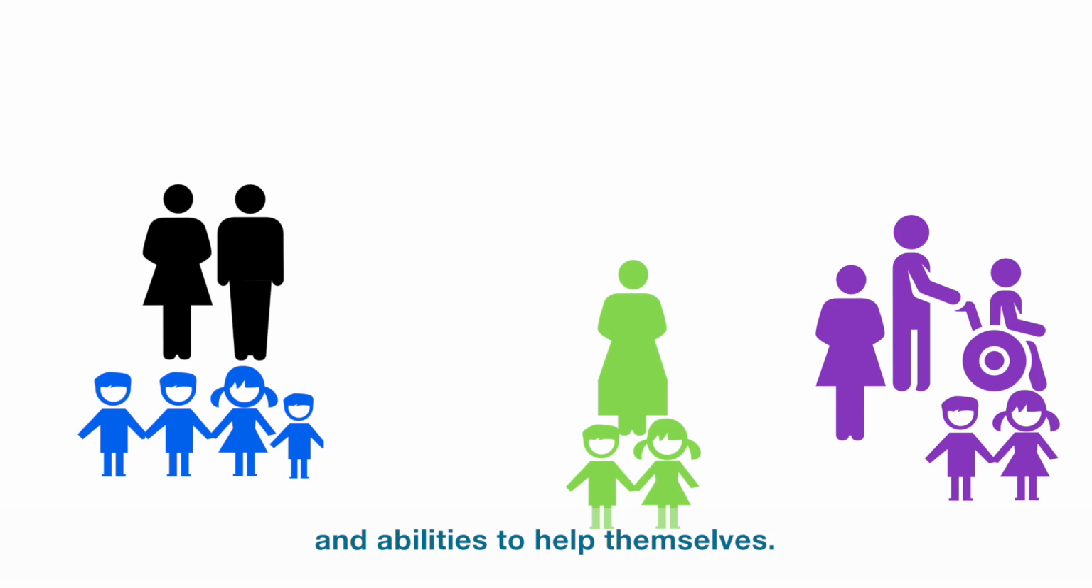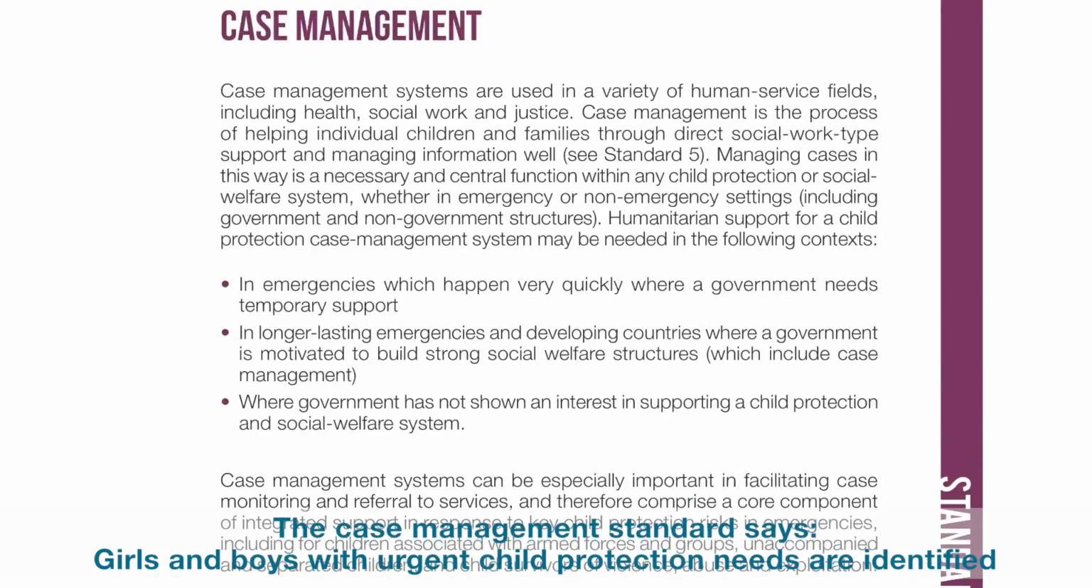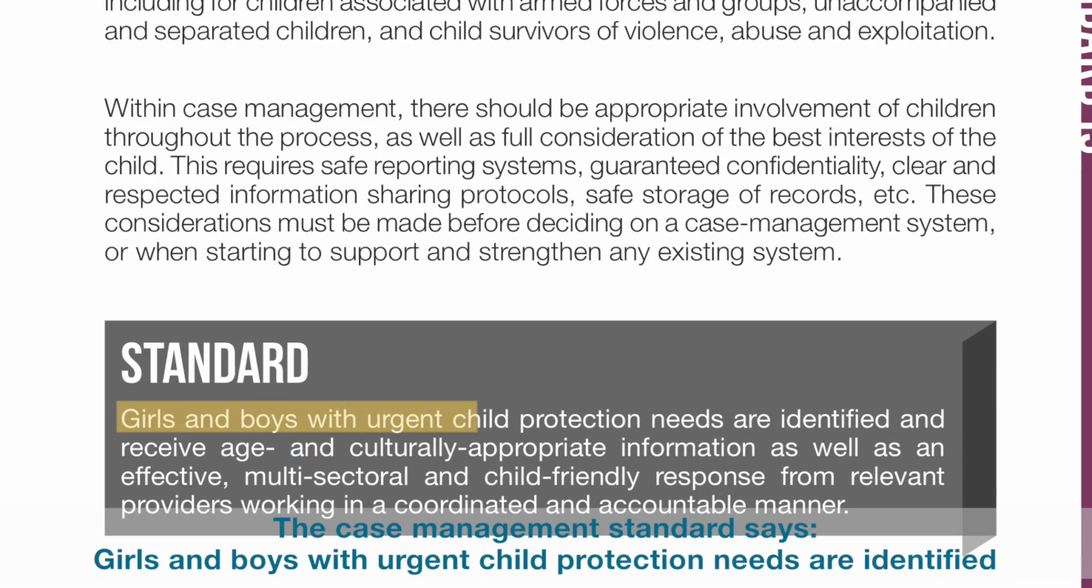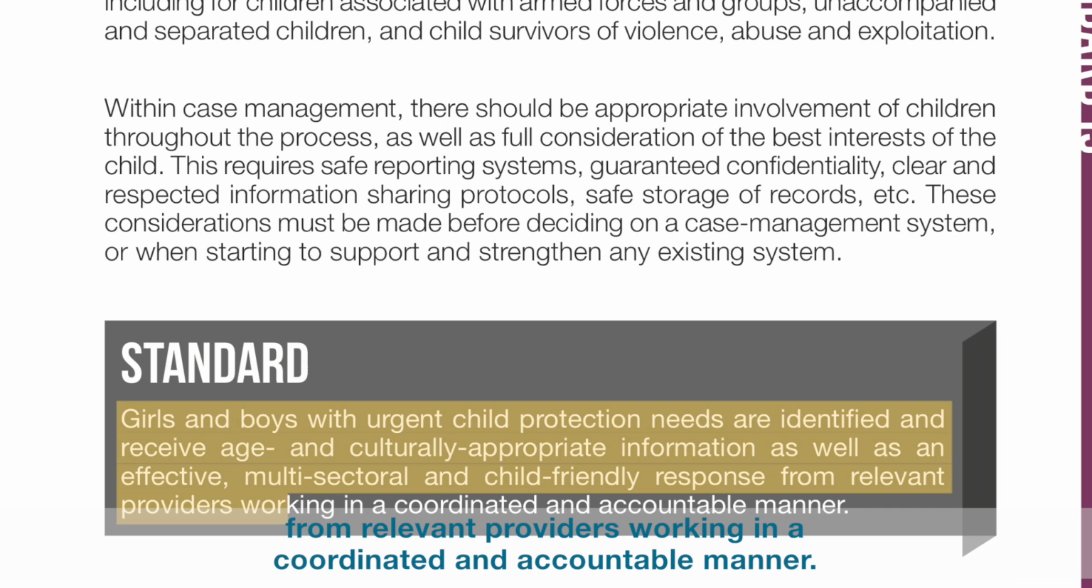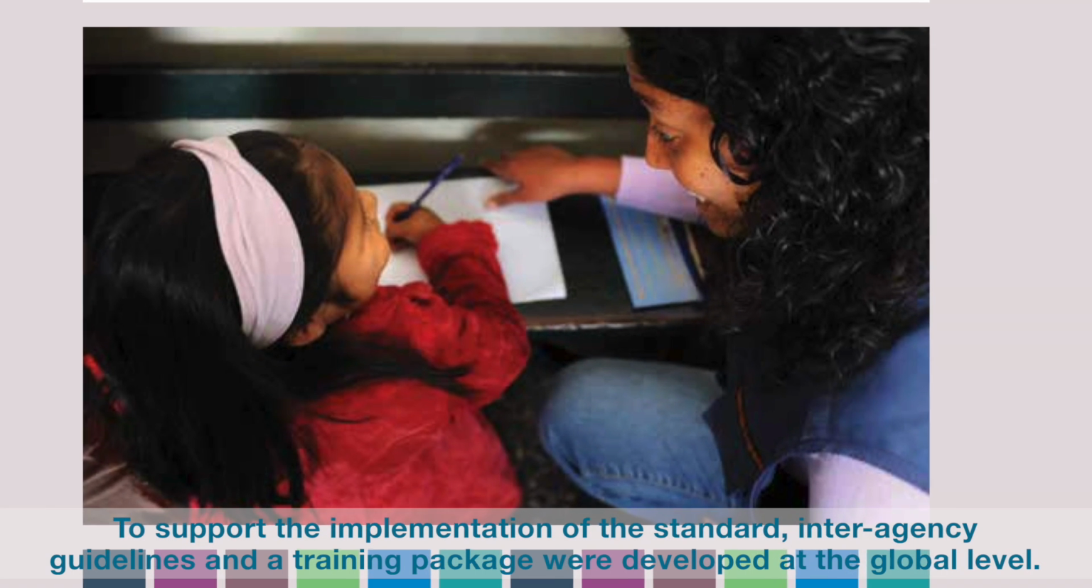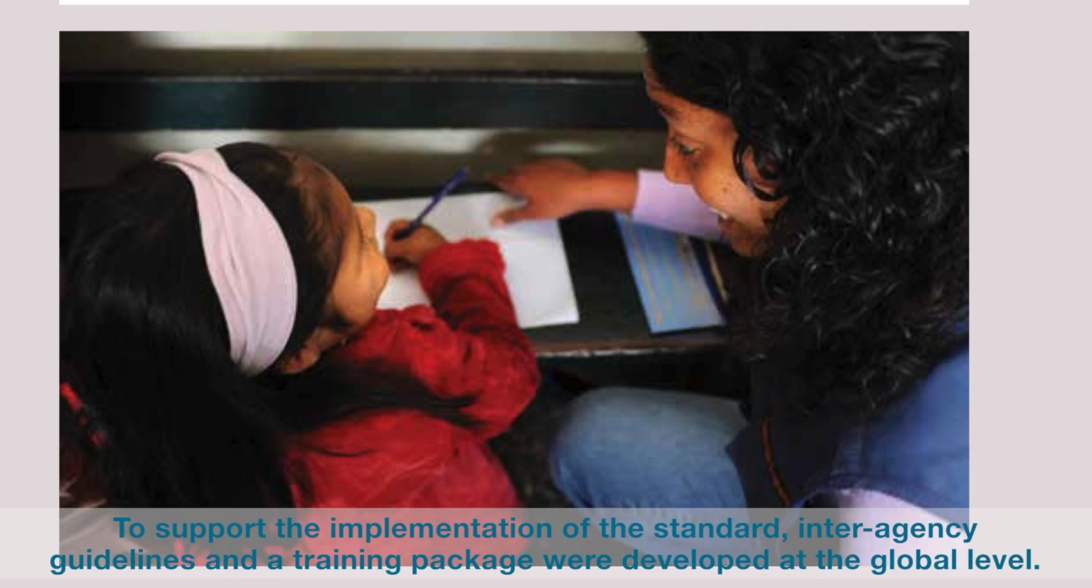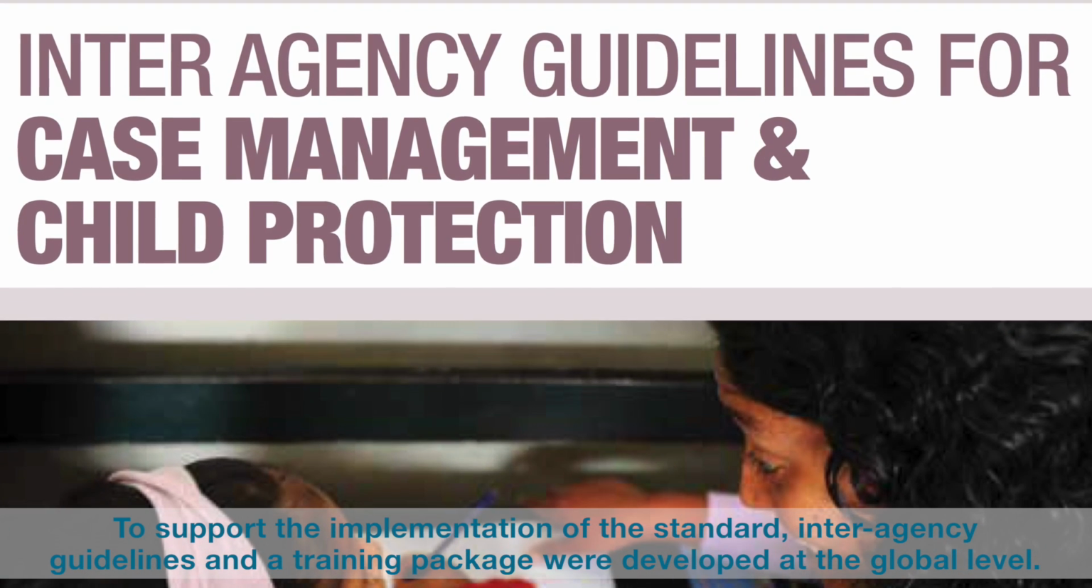The Case Management Standard says, girls and boys with urgent child protection needs are identified and receive age and culturally appropriate information, as well as an effective multi-sectoral and child-friendly response from relevant providers working in a coordinated and accountable manner. To support the implementation of the standard, interagency guidelines and a training package were developed at the global level.